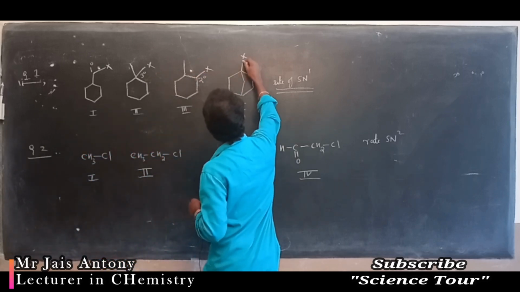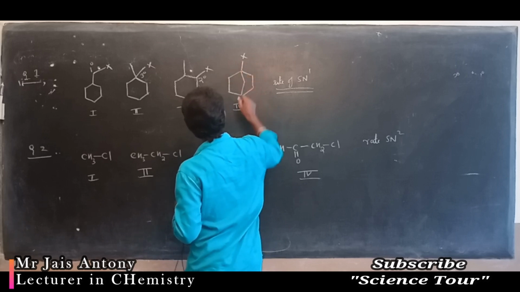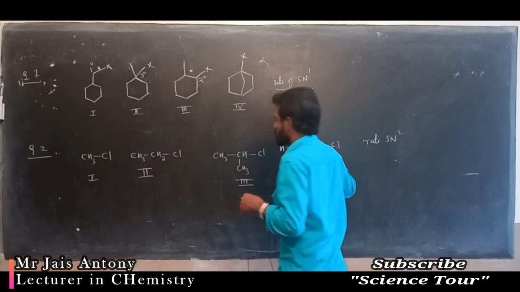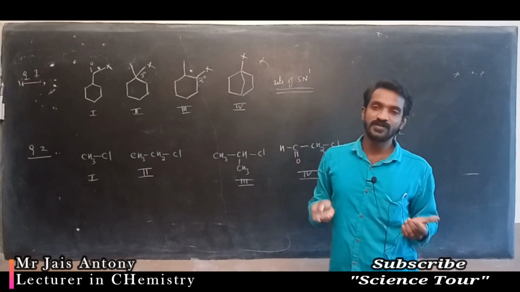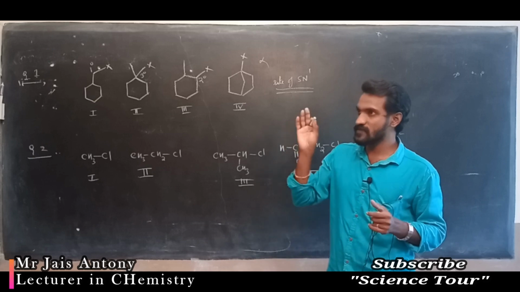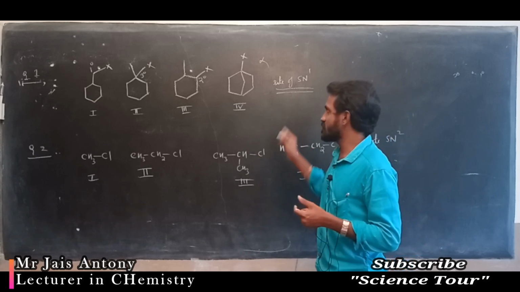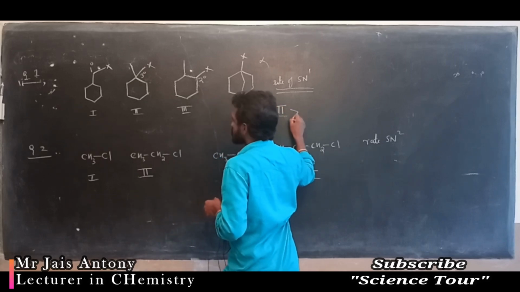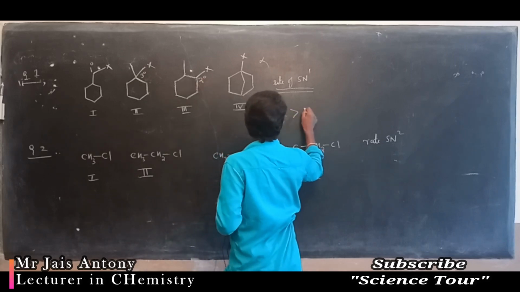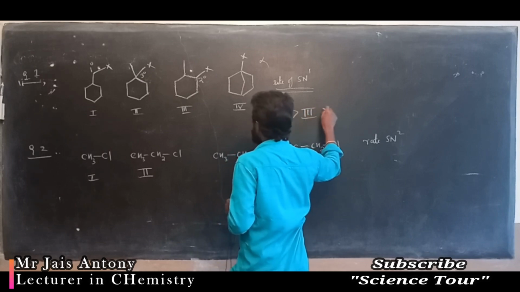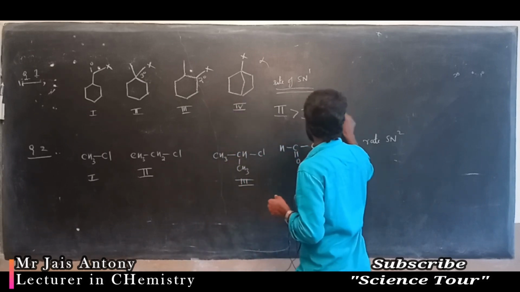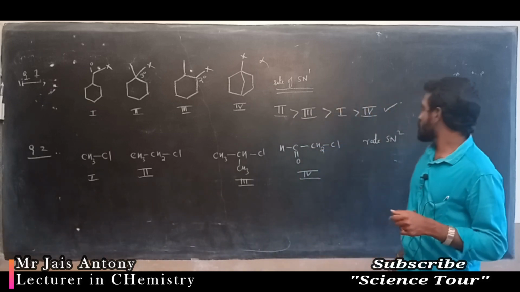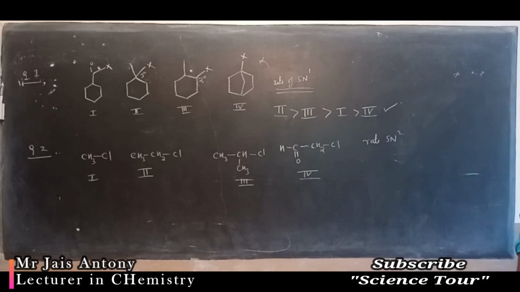This is a bridged atom, understood? So bridged compounds do not show any reaction. So for rate of SN1, they may ask decreasing order or increasing order. If it is decreasing order, you have to write the highest reactivity for SN1 first. Which one? Tertiary is highest. Second comes first, then third comes, then primary, then fourth comes. This is the order of SN1 reaction.